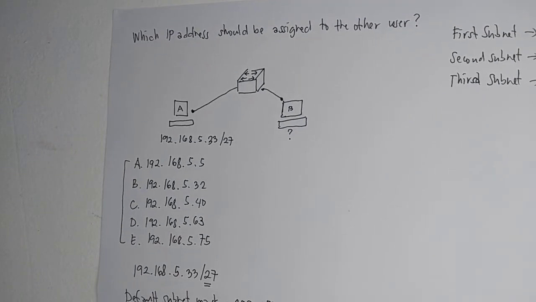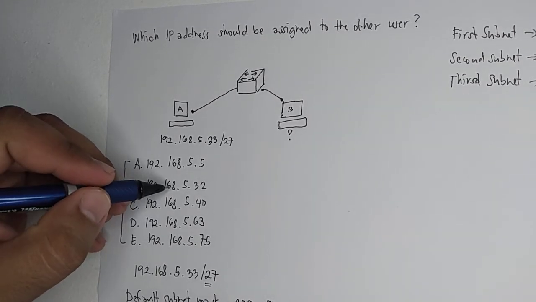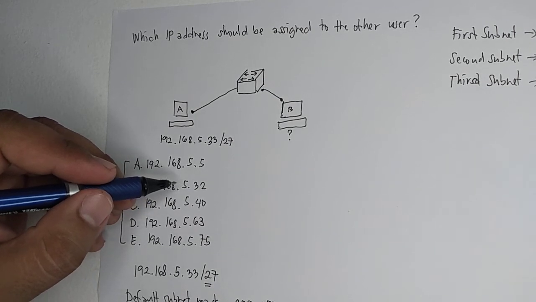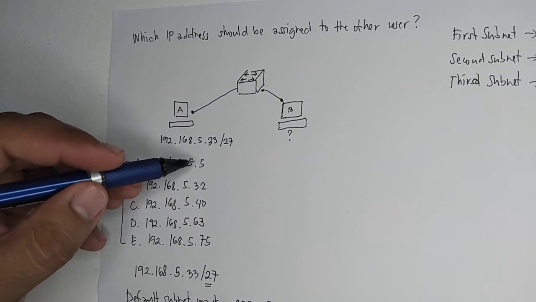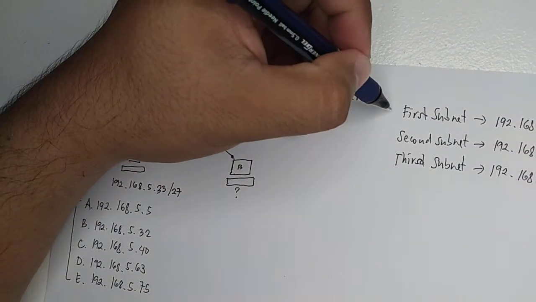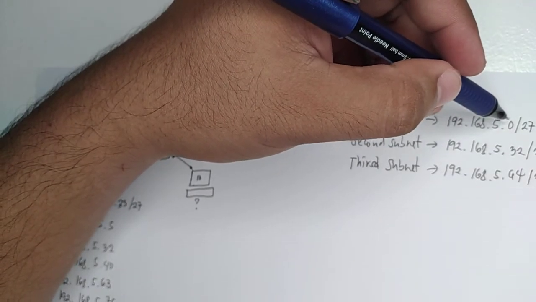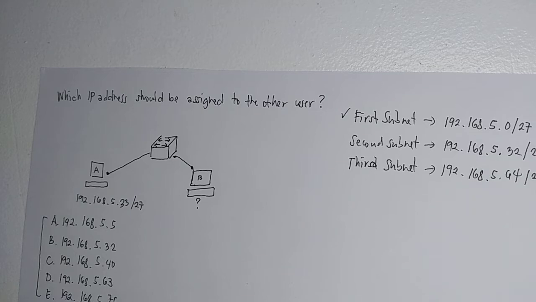So let's check the given. Which do you think is the answer for our question? Is 192.168.5.32 part of the IP addresses to be assigned to PC B? Probably not, because it is not part of our solution. It just belongs to the first subnet. The first subnet starts from the network address 5.0, and its broadcast address is the number less than the next network address. So exactly, it is not.